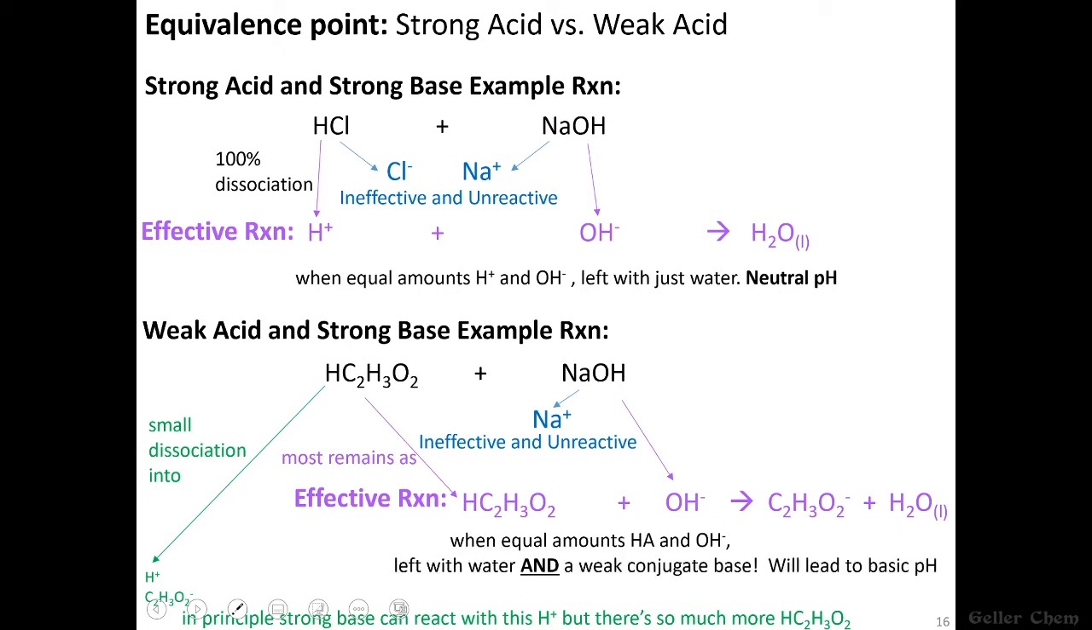And so when we have equal amounts of the weak acid and hydroxide, well, we're not just left with water, we also have a conjugate base, and that is what's going to lead to a basic pH value, which is why we got 9.06 rather than 7. So now let's fill out that titration curve.